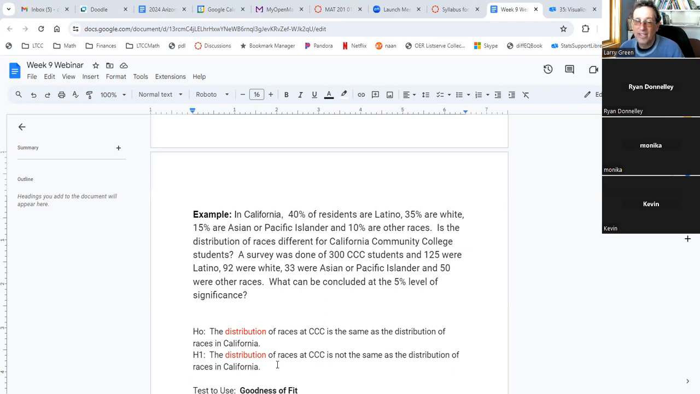Any questions? Any questions at all on H naught and H1? Do you notice anything highlighted? Notice anything highlighted in H naught and H1? Yeah, distribution, not distributions, distribution. So I want to focus on that because on a different test we do, it's going to be distributions with the plural. This is going to be a single distribution.